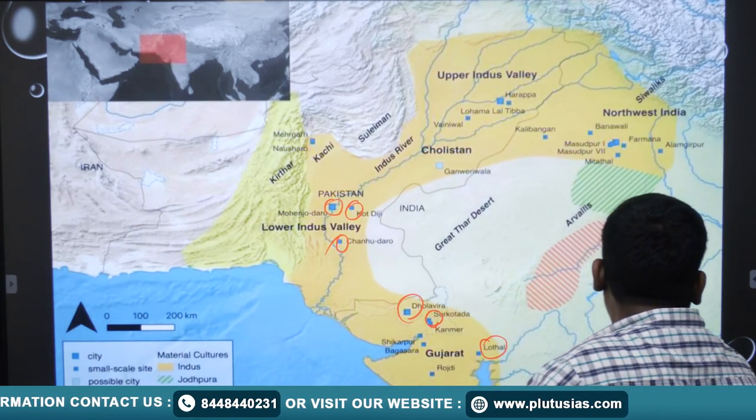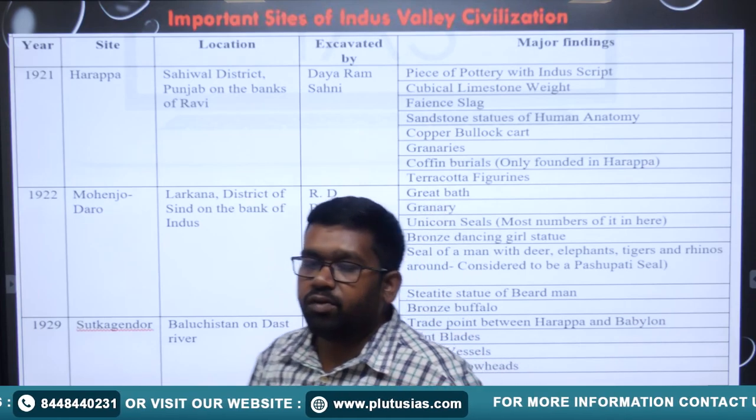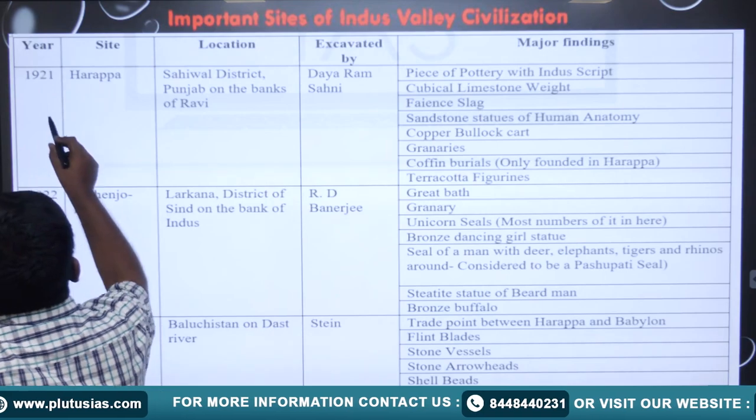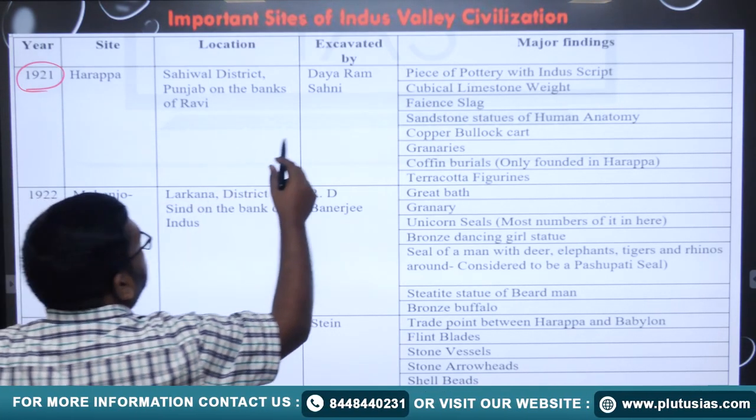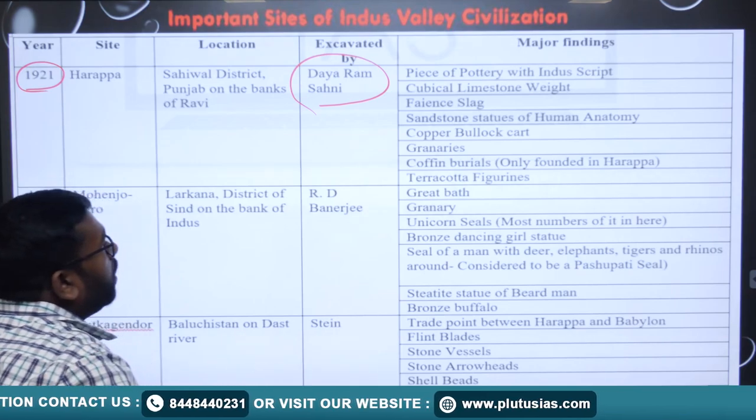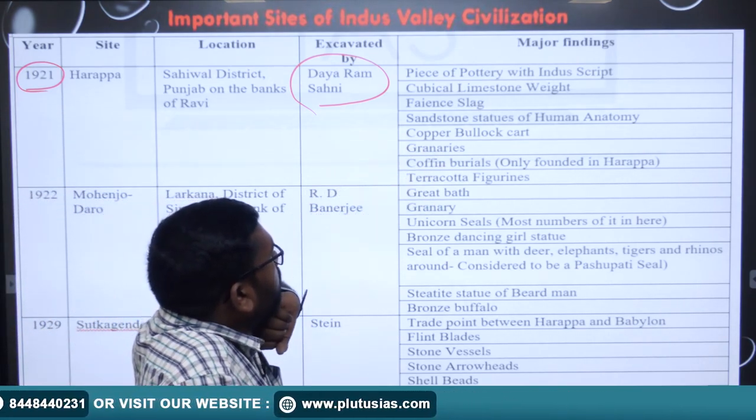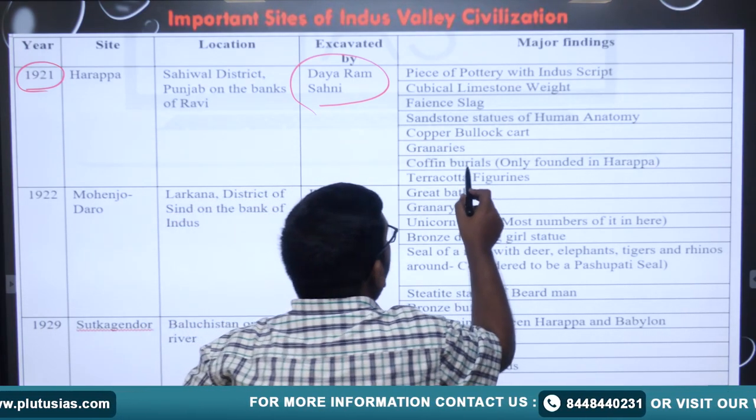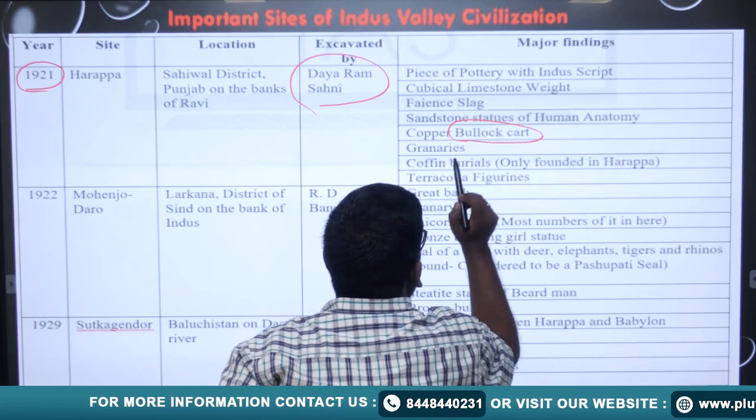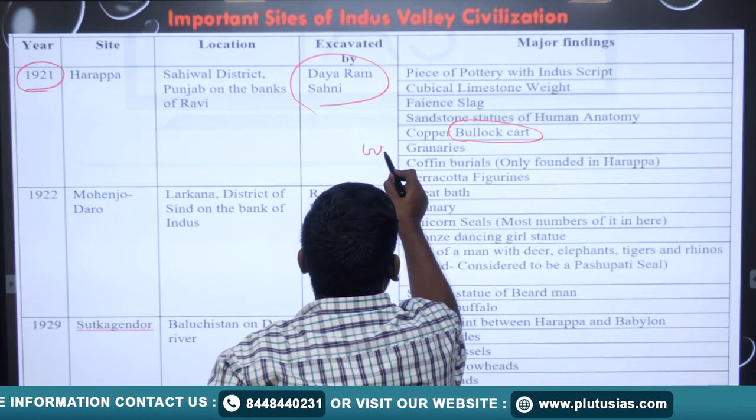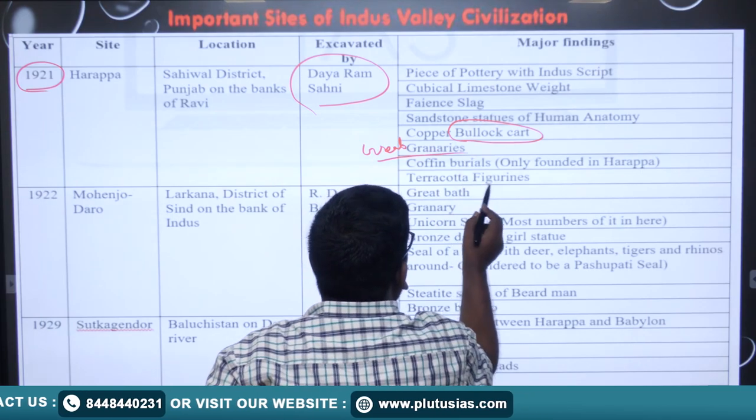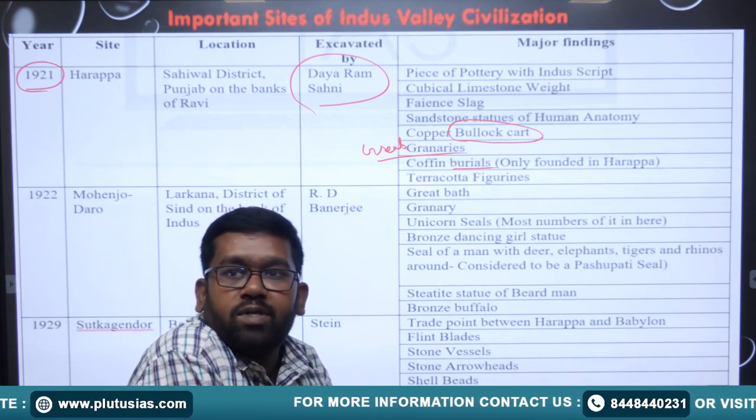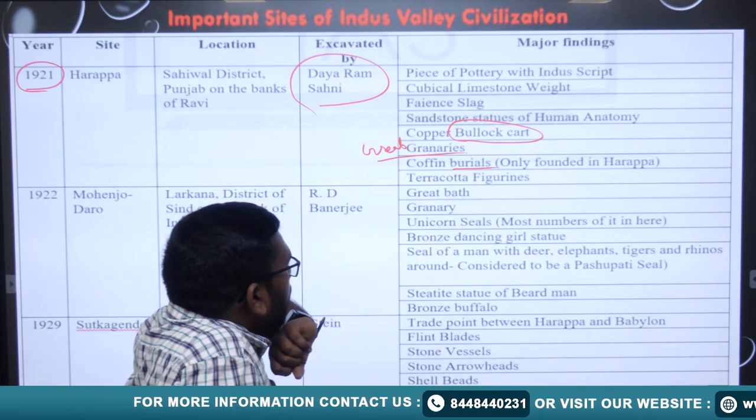Now let us go to the important sites of the Indus Valley civilization. The first important site is Harappa, which was discovered in 1929 by Daya Ram Sahni. From Harappa, we have found a piece of pottery with Indus script, a cubical limestone weight, and a copper bullock cart. We have great granaries found at Harappa. We also found coffin burials, which were found only at Harappa among the sites of the urban civilization.